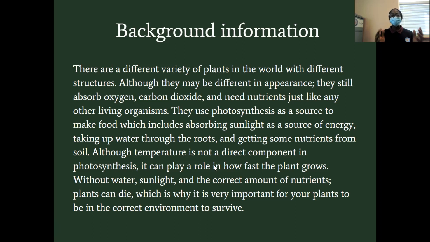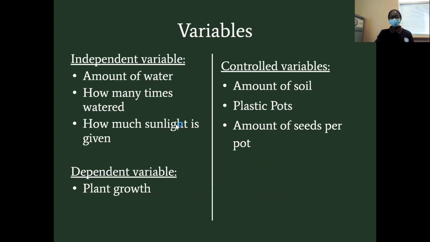Although temperature is not a direct compound in photosynthesis, it can play a role in how fast the plant grows. Without water, sunlight, and the correct amount of nutrients, plants can die, which is why it's very important for your plants to be in the correct environment to survive.